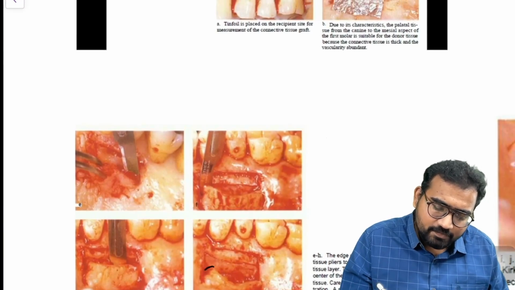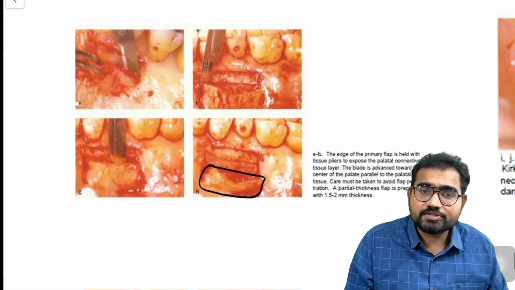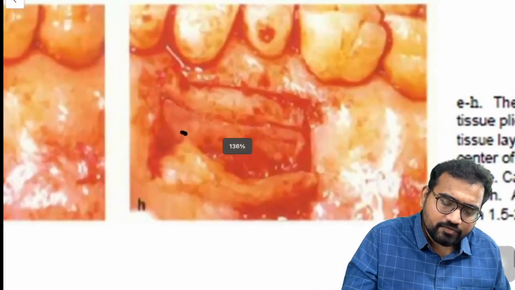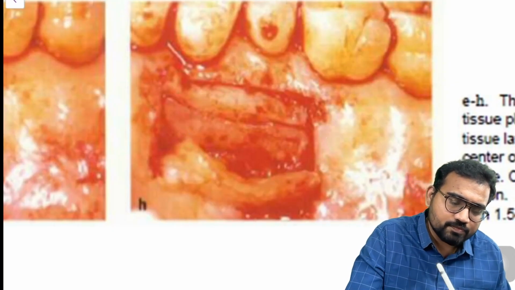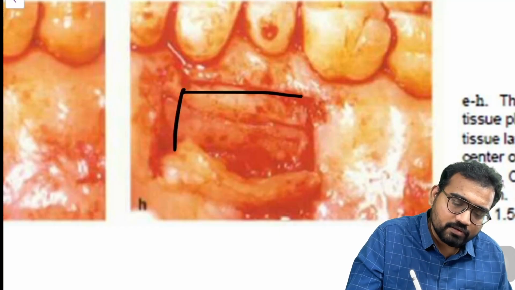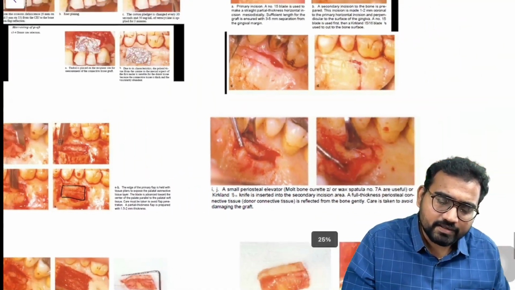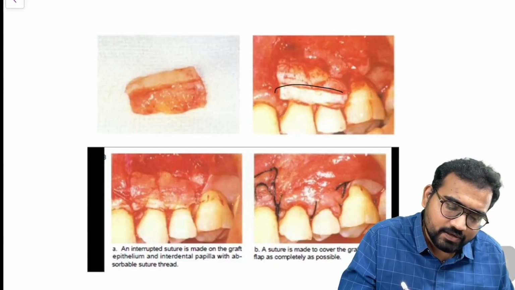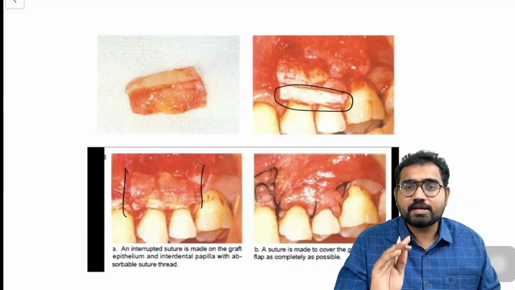See this part, can you see here? This is the free gingival graft. The free gingival graft is reflected from the connective tissue, as you can see here, and this portion of connective tissue is taken and tucked into the area where the coronally advanced flap is raised. As you can see here, this is the connective tissue, tucked into the coronally advanced flap which has been raised, and it is sutured.